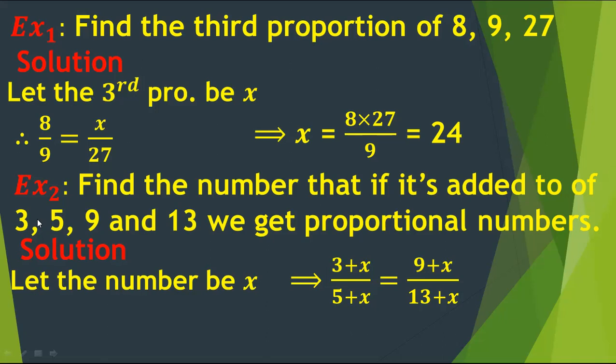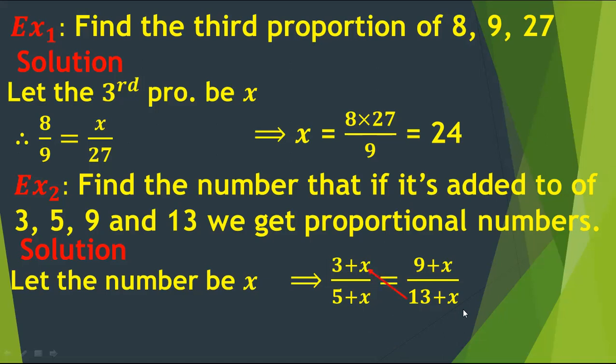So the first step: let the number be x. Then the numbers will be 3 plus x, 5 plus x, 9 plus x, 13 plus x. In this case, they are in proportion. Then use the rule: the first divided by the second equals the third divided by the fourth. Then (3 plus x) divided by (5 plus x) equals (9 plus x) divided by (13 plus x). By using property number 2 of proportion, we said the product of means equals the product of extremes.